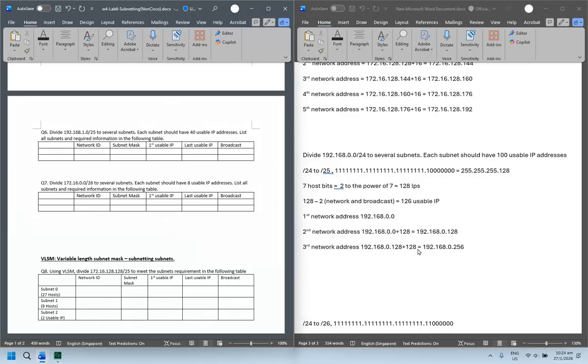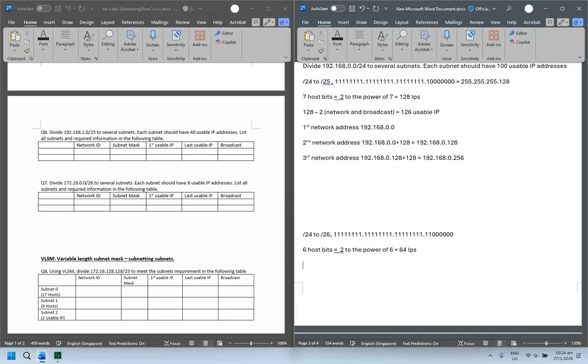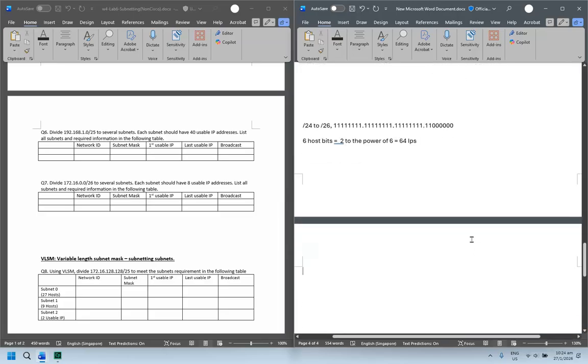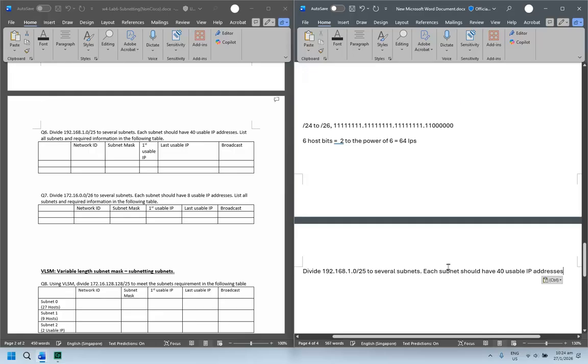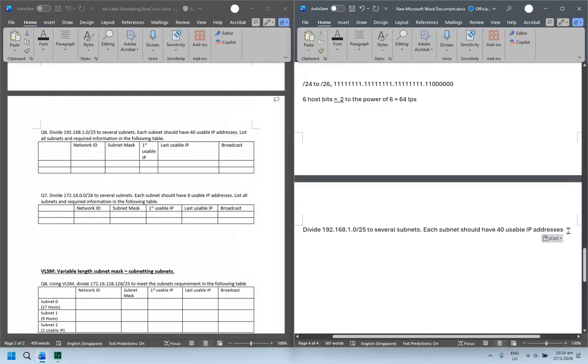So let's do question 6 to reinforce your understanding again. For question 6, I'm supposed to divide this address into 40 IP addresses each. Same concept here, /25, I increase to /26. That will be equal to 1, 2, 3, 4, 5, 6, 7, 8, 1 to 8, 1 to 8, 24, 25, 26, followed by 6 zeros.